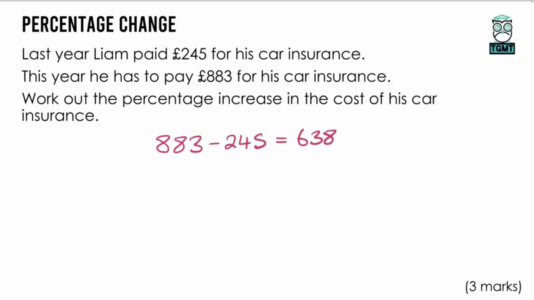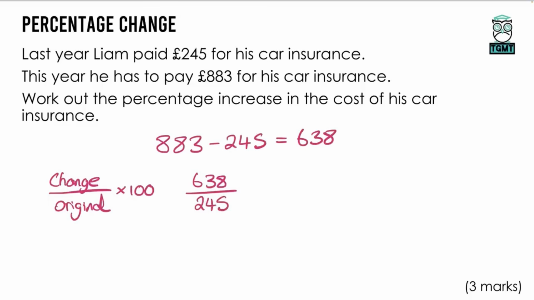£638 increase. Now whenever we're working out a percentage change, we just do the change divided by the original and multiply that by 100. Now you can see in this question that the actual amount that it's increased by has gone up by more than 100%. It's over doubled. So we are going to get a large percentage here, but let's put the numbers in and see what we get. So we have 638 as the change. The original was 245, and we're going to multiply that by 100.